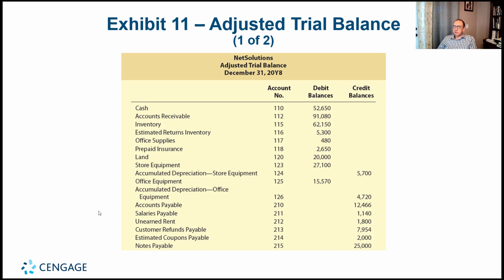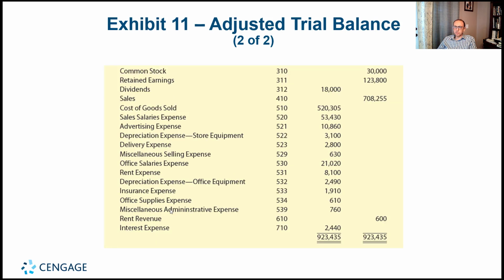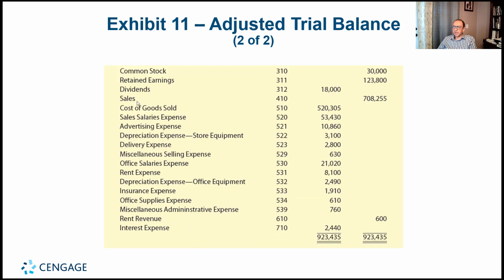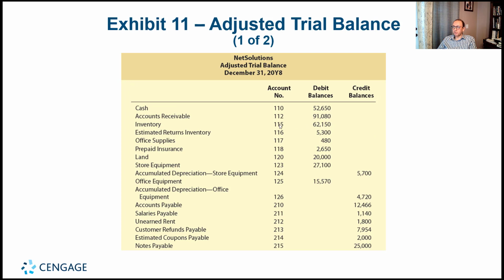So the adjusted trial balance in this case would include all the assets, liabilities, equity, and revenues and expense accounts, as we've seen in chapters 3 and 4. So this is not new. The only new things are that we have added new accounts like estimated return inventory, customer refund payable, estimated coupons payable, and cost of goods sold, and of course I forgot the most important one, inventory. This is a new account that has been added to the adjusted trial balance in this case.